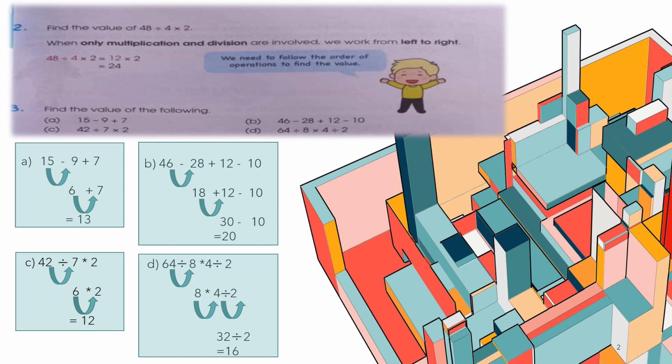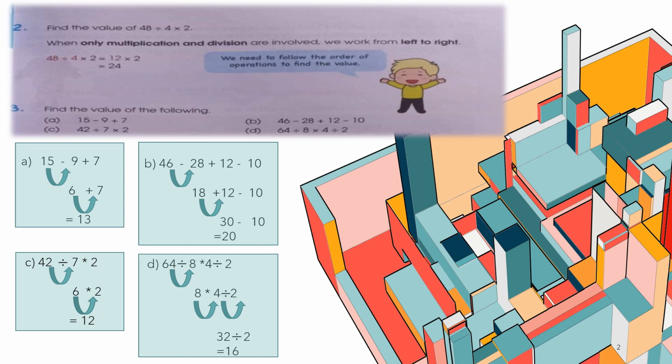Question number 2, we have to find the value of 48 divided by 4 multiplied by 2. Whenever multiplication and division are involved, we work from left to right. So first we divide 48 by 4 and then we multiply the result by 2. 48 divided by 4 is 12, and 12 multiplied by 2 gives 24. We always have to follow the order of operations to find the correct values.